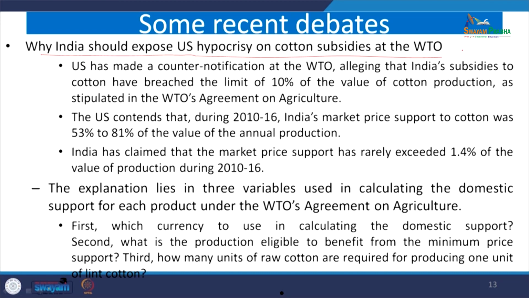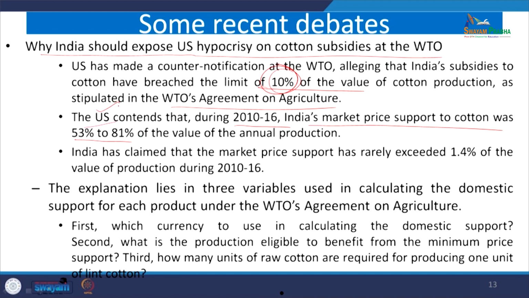As per the rules of WTO, it is agreed that more than 10% of the total value produced should not be given as support or subsidy to agriculture. Now, they are questioning that India is providing more subsidies. This is especially as per the WTO Agreement on Agriculture. Now, the US contends that during 2010-16, as per the facts, India's market support to cotton was 53% to 81% of the total value of annual production. This was the complaint raised by the US.